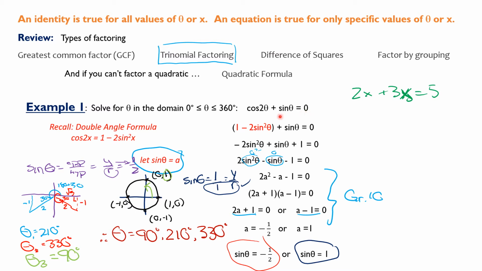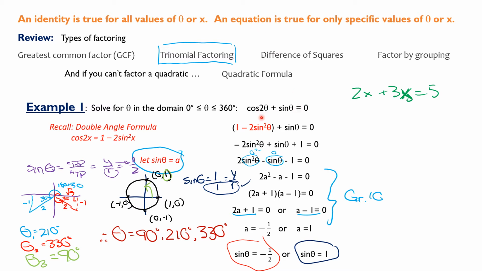And you can try it with your calculator if you want to, or sub in a 210 or sub in a 330. But once you sub it into the original question, you're going to get 0. You can always check equations with your calculator. When you don't have a calculator on an evaluation, then you can just check by subbing in on your own.